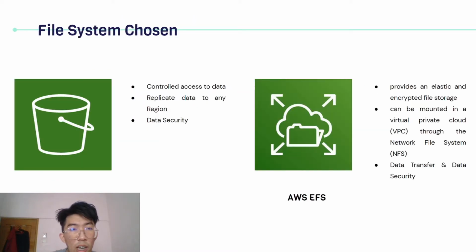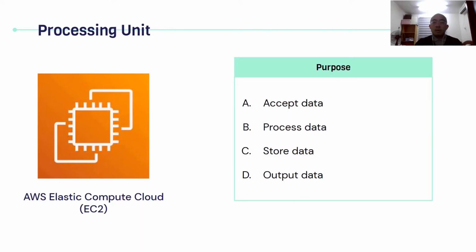For the file system, we have chosen AWS S3 and AWS EFS. AWS S3 can control the access to data, replicate data to any region, as well as provide data security. AWS EFS provides elastic and encrypted file storage, and it can be used for data transfer and data security.